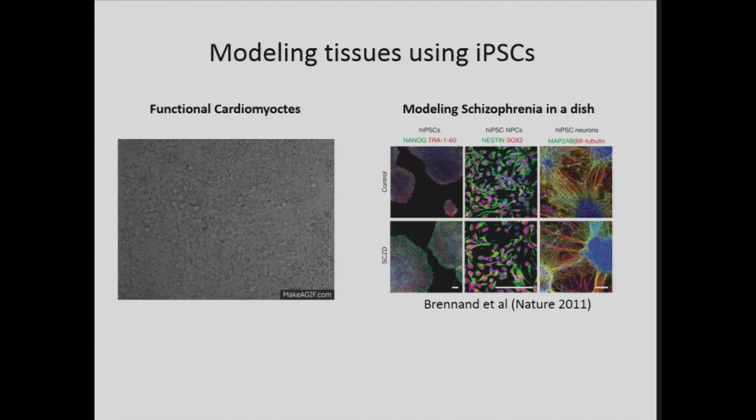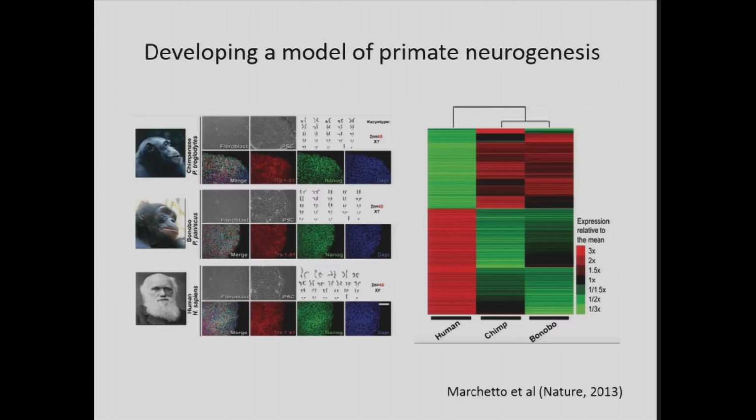And so we're trying to use this same principle to understand the differences between primates. So Carol Marchetto in our lab developed iPS cells for chimpanzee on the top, bonobo in the middle, and human, and identified that even at this early iPS level, one, she was able to make these cells. So this was really a breakthrough, and she published it in Nature in 2013. And they found that there were thousands of genes that were different, even at this really early stem cell state, between the chimp, bonobo, and human.